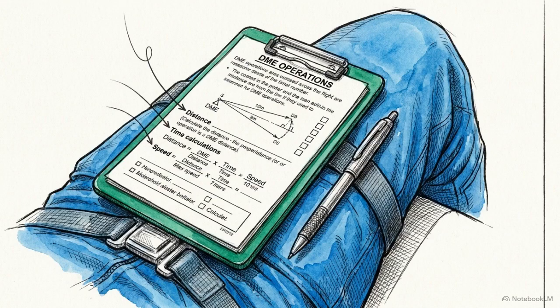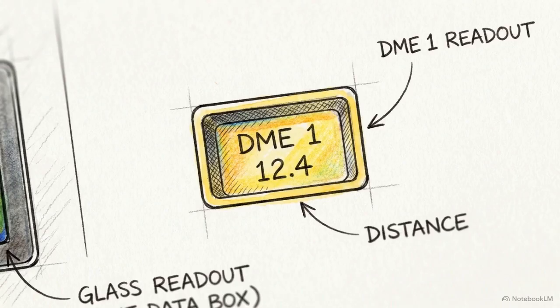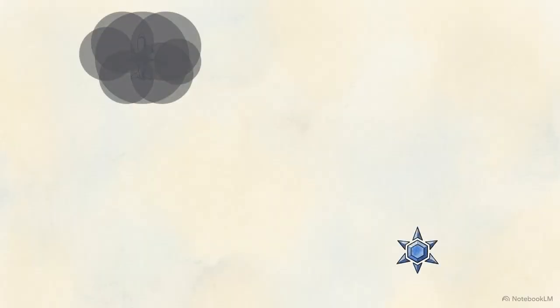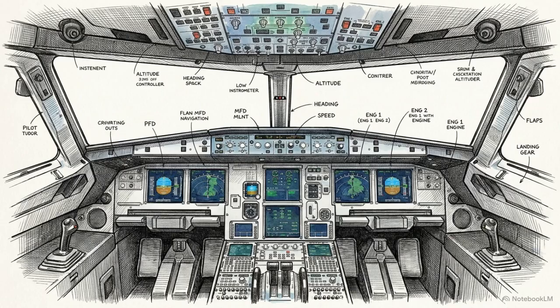In this tutorial, we will walk through the exact steps to operate this system. You'll learn to tune the frequencies, decode the signal pulses, read the cockpit displays, and time your final approach. By translating invisible radio pulses into concrete data, the DME provides a mathematical anchor to the ground, allowing you to verify your exact distance to the station even when the horizon is out of view. Let's start with the hardware.